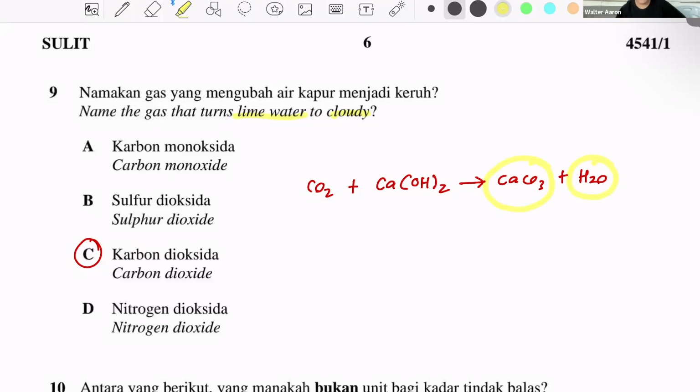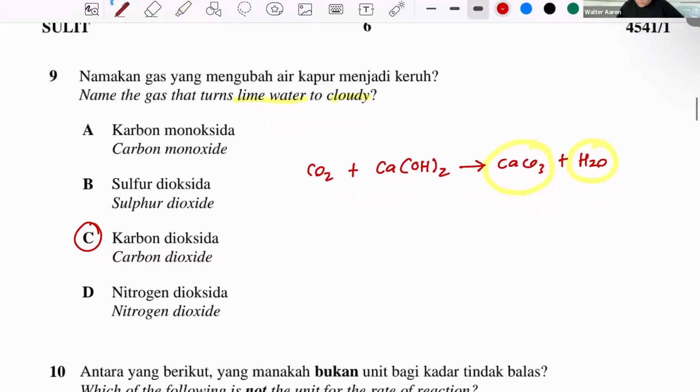Then you'll be able to see that there'll be a cloudy mixture being formed. So the cloudy mixture is actually the calcium carbonate unable to dissolve in water, so it remains as a precipitate. So therefore, the answer is C.